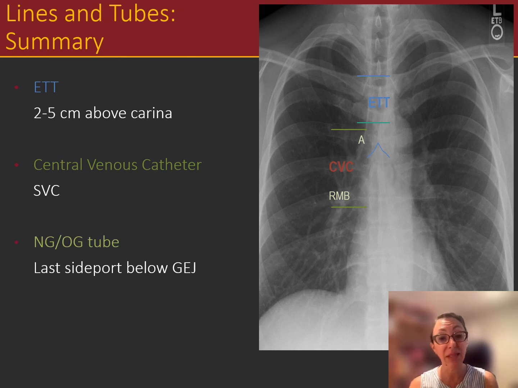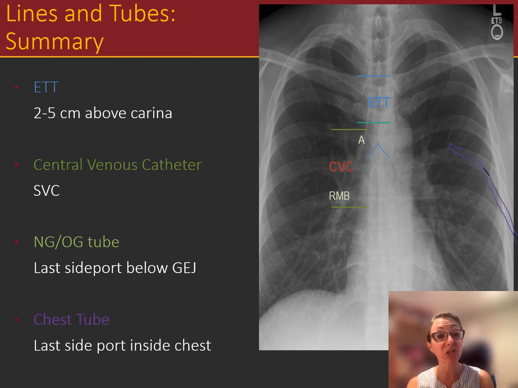The nasogastric, orogastric, or Dobhoff tube should be positioned below the GE junction. Specifically, the last side port of the tube should be below the GE junction to minimize the possibilities of reflux. And the chest tubes and their last side port should also be inside the pleural space.